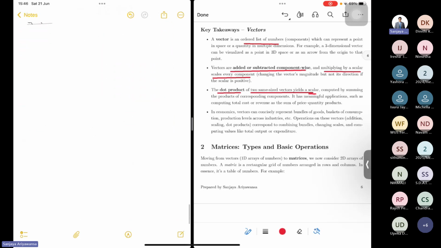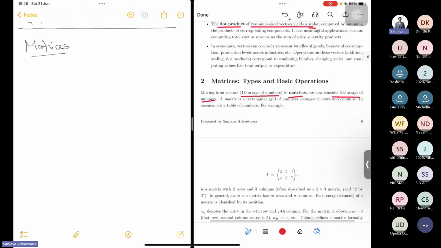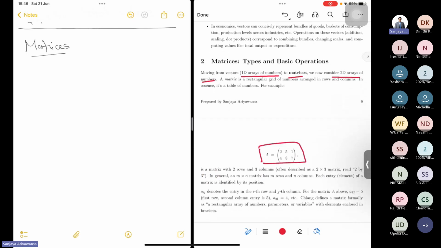So from vectors, we go into matrices. As you saw, a vector is a one-dimensional array of numbers, whereas a matrix is a two-dimensional array of numbers. That's important to keep in mind. So for example, this is a matrix. You've given A as 2, 5, 1, 4, 3, 7. Now this is called a 2 by 3 matrix.